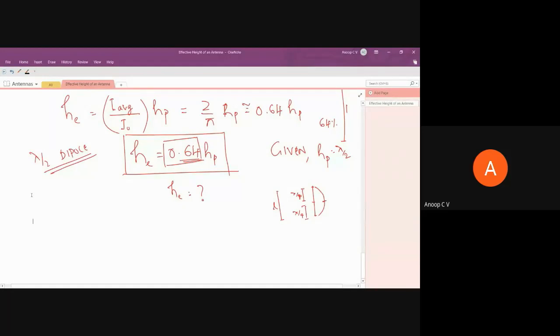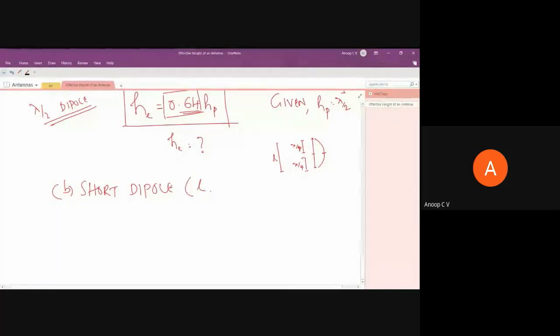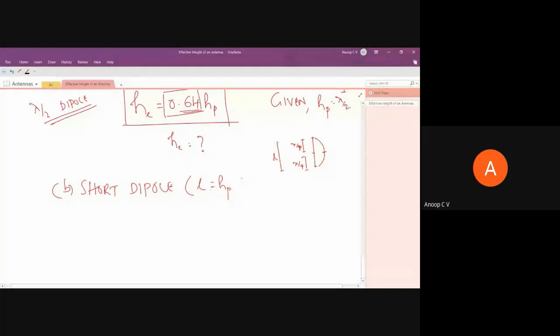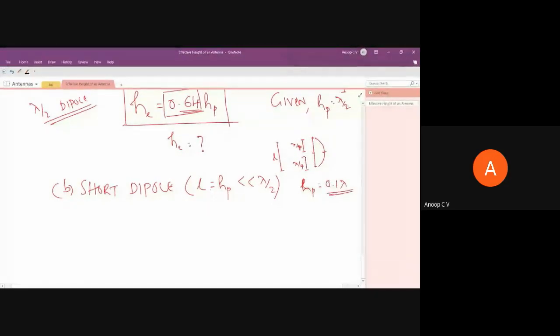So next, case 2 was a short dipole, right? Short dipole means length, that is equal to hp, physical length, should be much less compared to lambda by 2. For instance, let us assume let L or hp is equal to 0.1 lambda.